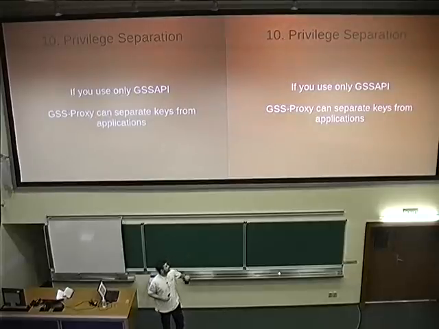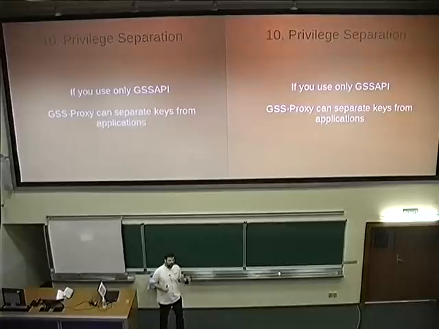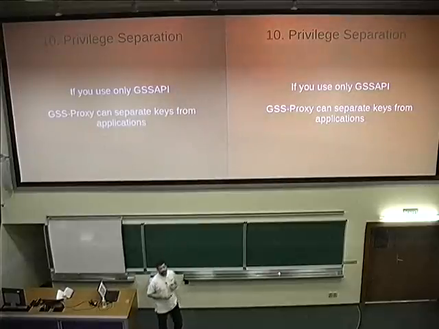So there is this nice tool called GSS Proxy that allows you, but only if you use exclusively GSS API, to remove the key from the application. And the whole thing will keep working, except that the application will not be able to play tricks with other applications that need to share the same key. This is also interesting, for example, in the case where you share the key within multiple servers.